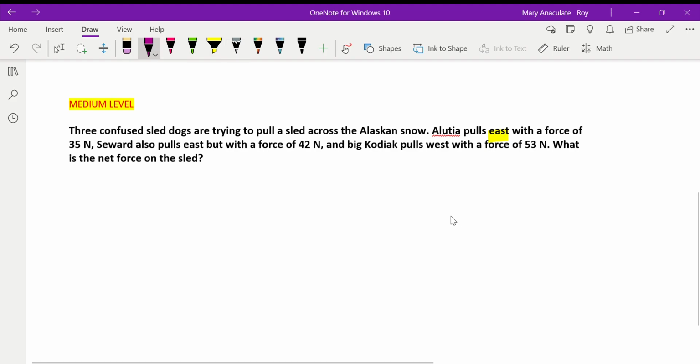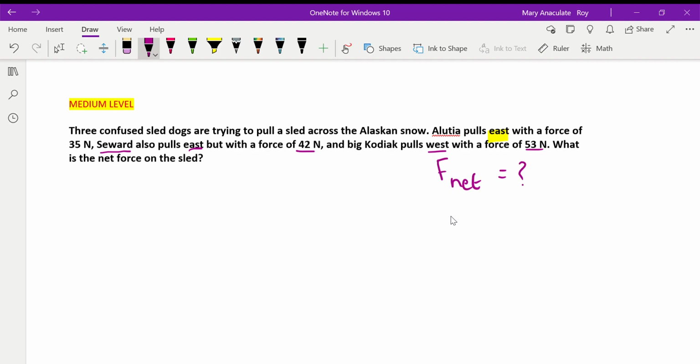Please make a note. Alucia pulls east with a force of 35 newtons, and Seward also pulls east with a force of 42 newtons, and Big Kodiak pulls west with a force of 53 newtons. What is the net force on the sled? So the question is the net force.